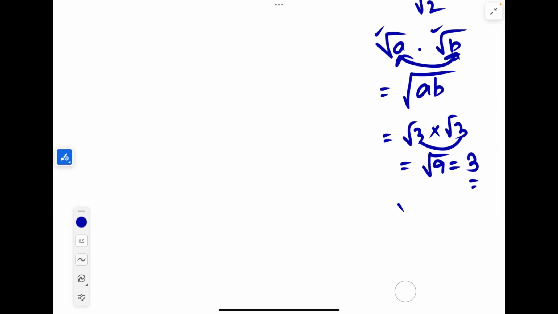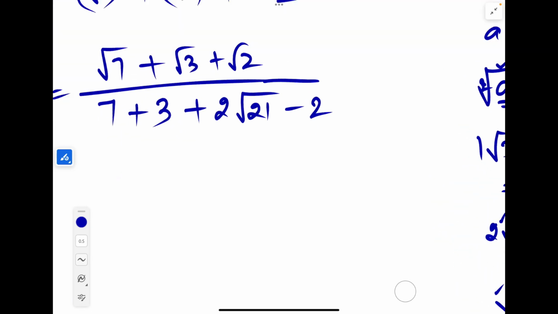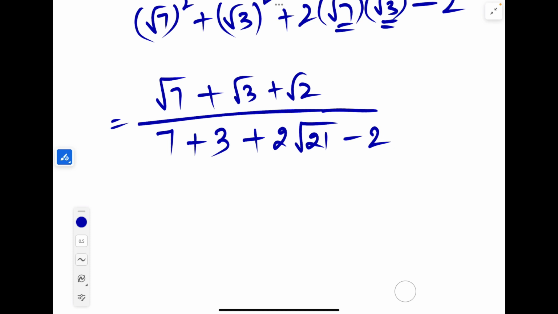Same way, if it is root 2 into root 3, since the index is the same, multiply the radicands. It will become root of 3 into 2, which is 6. Is it clear? So this is something basic. Let us proceed to our sum.